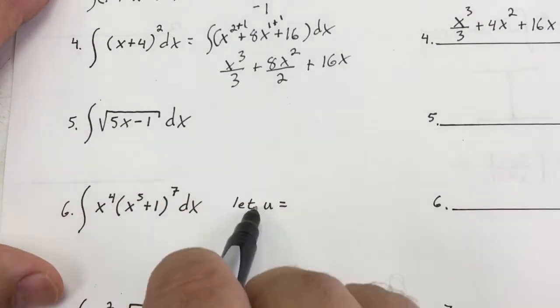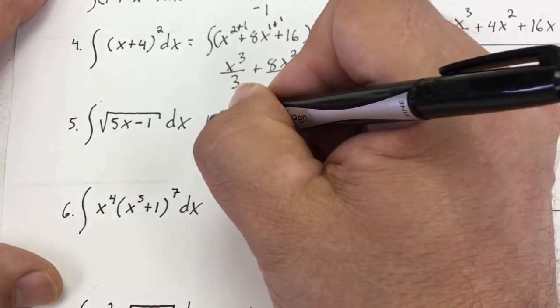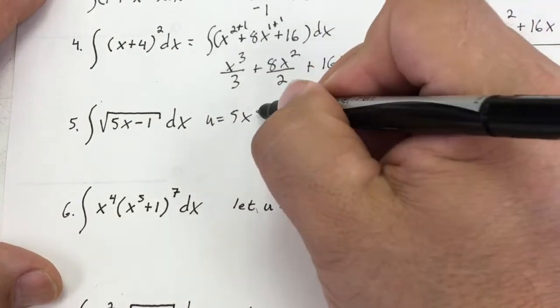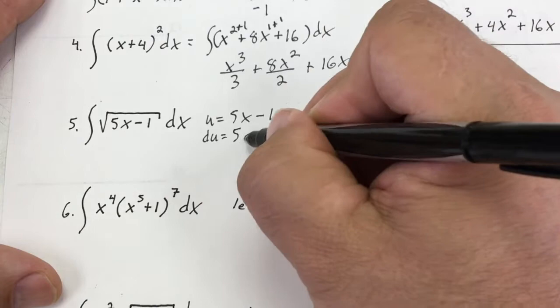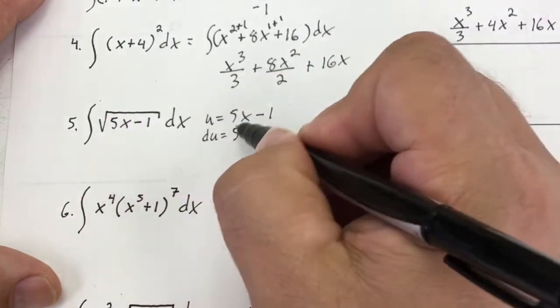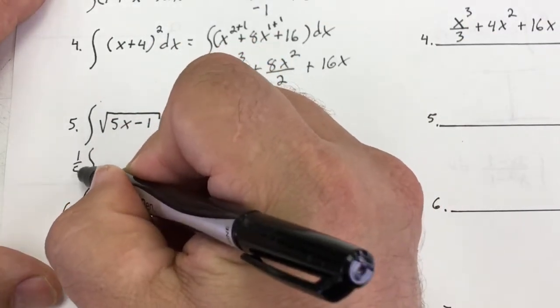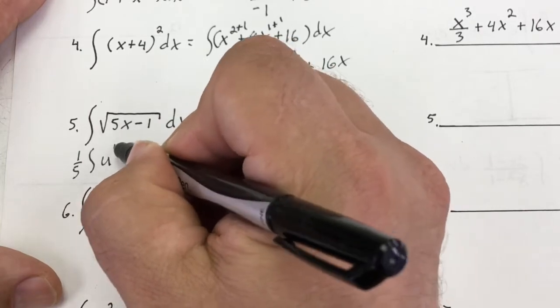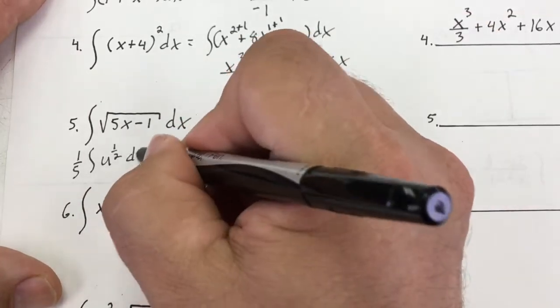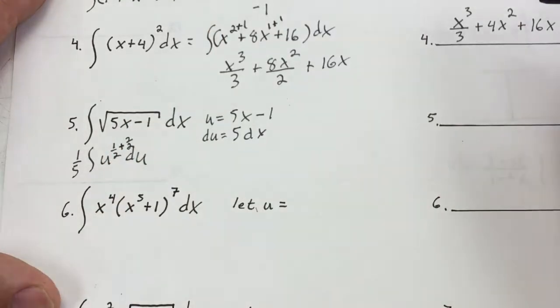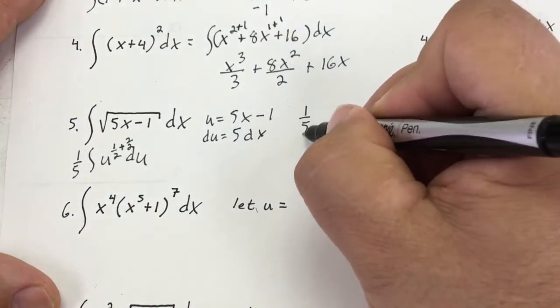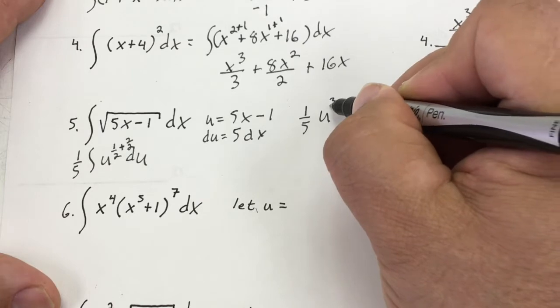I'm going to use u sub for this. I know I don't have a let u equal, but I'm going to use u sub. I'm going to let u equal 5x minus 1. The derivative of u is going to equal 5 dx. So I can rewrite this when I divide both sides by 5 as 1/5 square root u, or u to the 1/2, du in the u world now. The integral of u to the 1/2, don't forget I have to add 1 to that. So that's going to give me 3/2. 1/5 u to the 3/2.